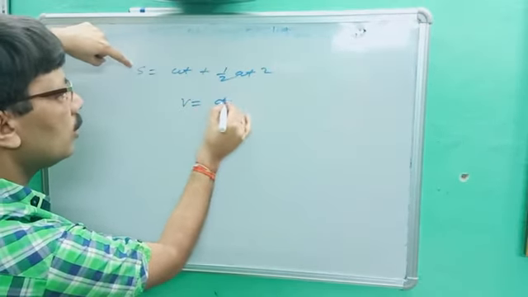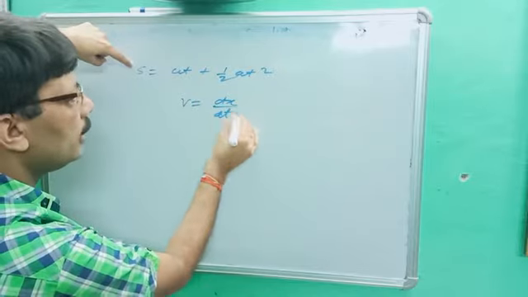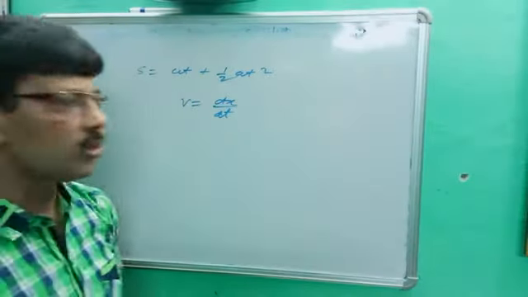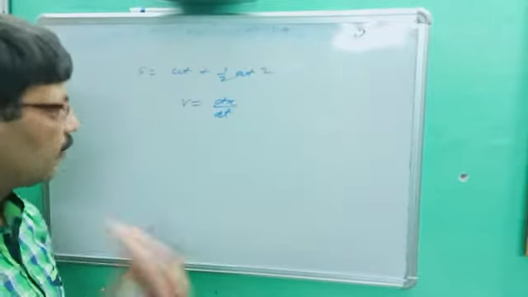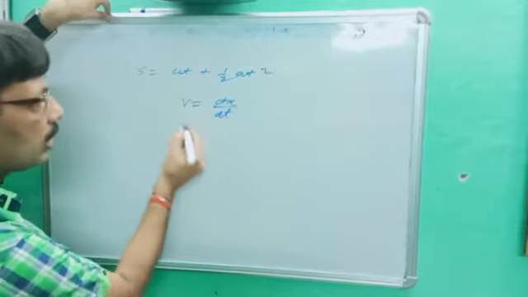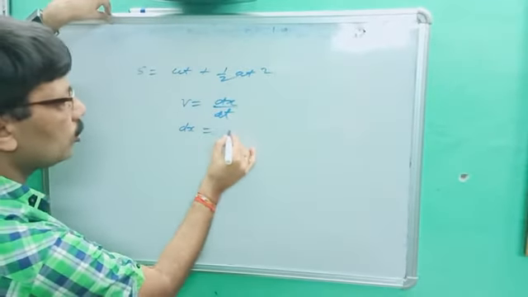Velocity is equal to dx upon dt. Velocity is displacement upon time. This is the instantaneous velocity. V is equal to dx upon dt. Later I will teach you. Cross multiply. What do we get here? dx is equal to V dt.